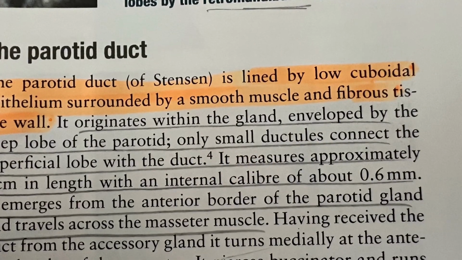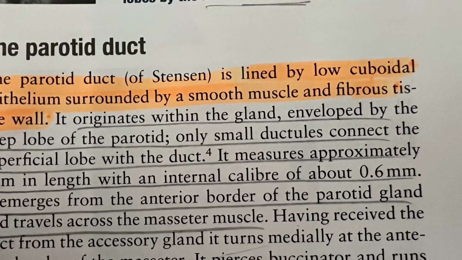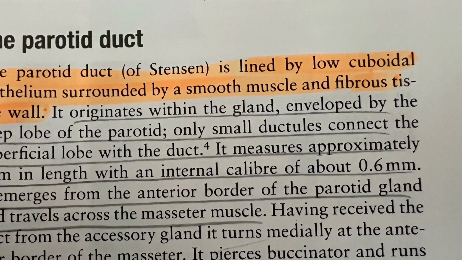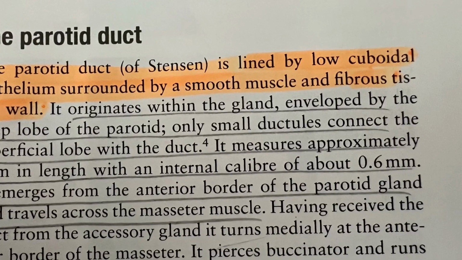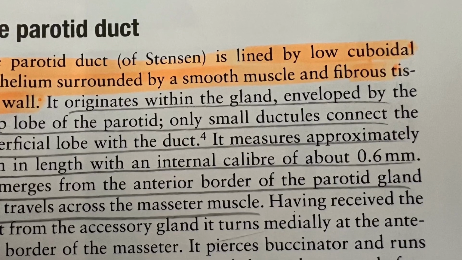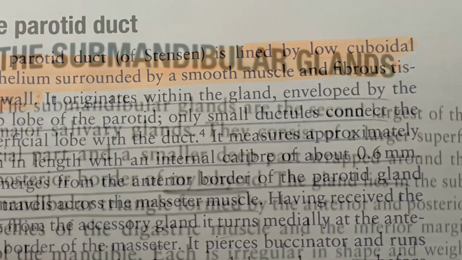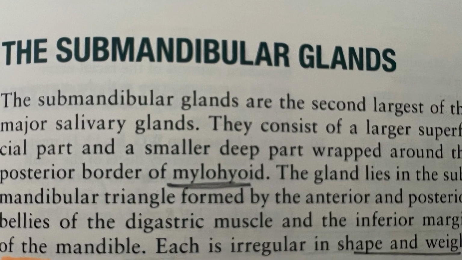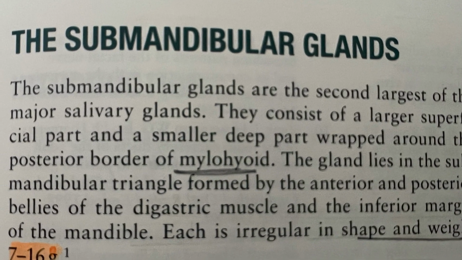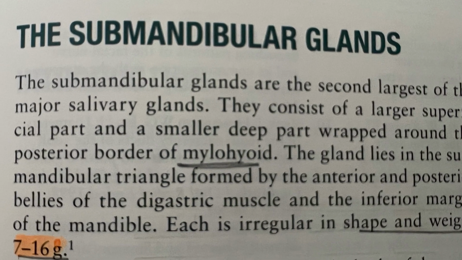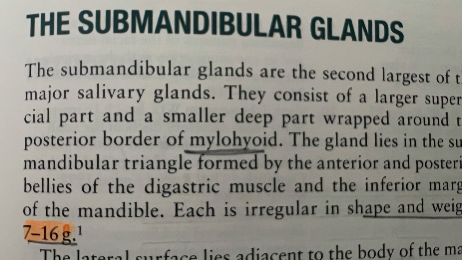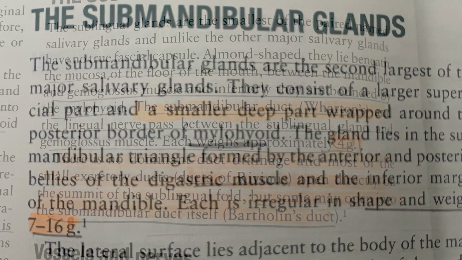approximately 5 grams. As for the ducts: the parotid duct is called Stenson's duct, 5 centimeters long and 3 mm in diameter. The submandibular gland duct is called Wharton's duct, 5 centimeters long and 1.5 mm in diameter. And the sublingual gland ducts are called the ducts of Rivinus, and they are very small and short, with a diameter of about 0.6 mm.